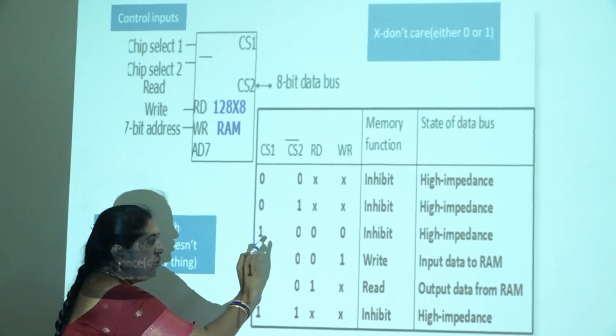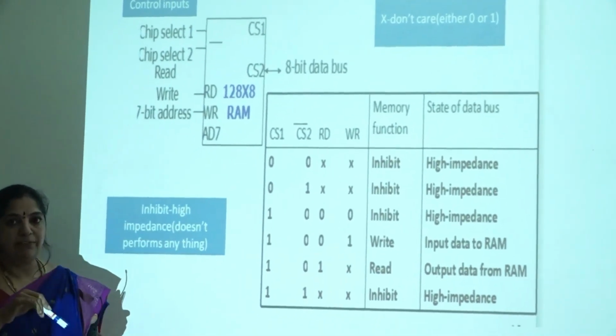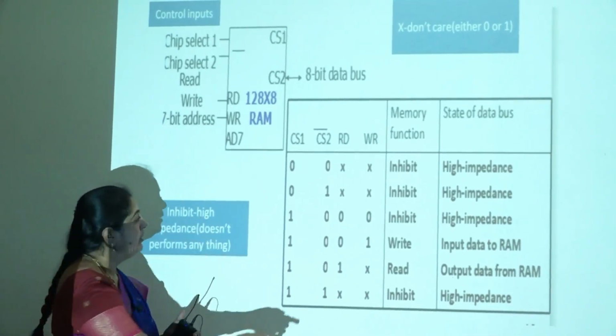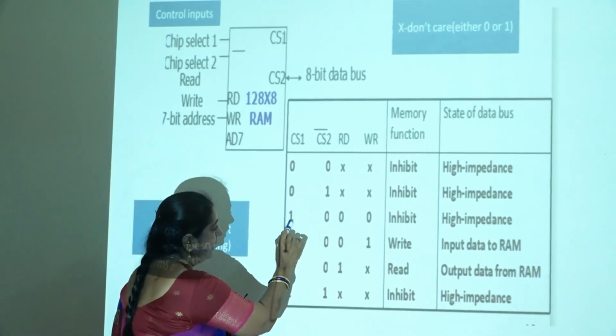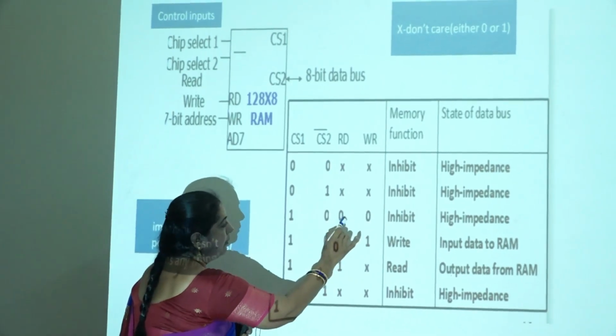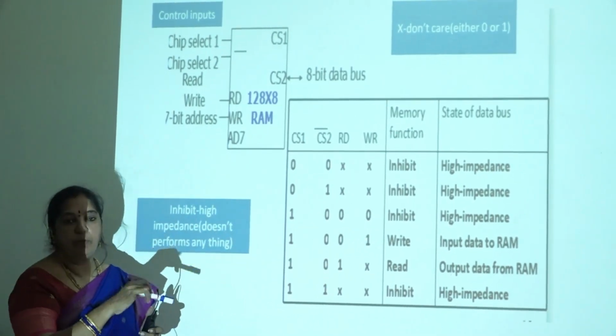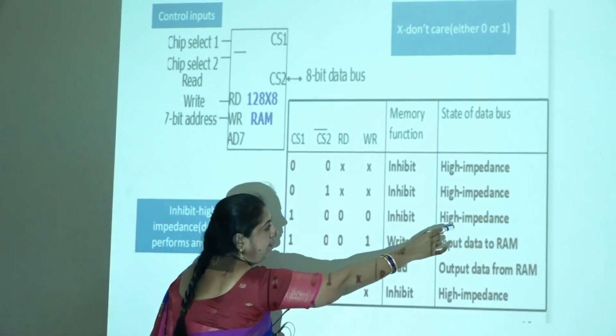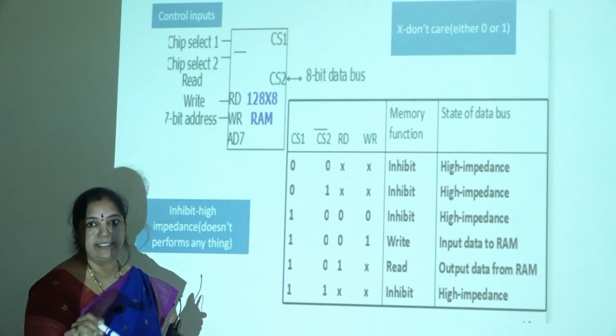So if it is 1, 0, it will work, but when it is working, that particular operation has to be set. So in this third case, if you are taking 1, 0, it should work, but read and write are both 0. Both are 0 means nothing we are doing. That is the reason again we have inhibit and high impedance. So nothing is done again.